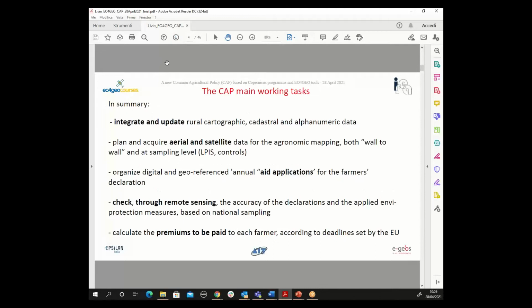So, the geomatic tasks of the CAP are integrated, updated cartographic and cadastral data, plan and acquire aerial and satellite data, create mapping, create digital services for online applications for farmers, and then check through remote sensing the possible threats provided by false declarations. After this analysis, which is quite complex, the European officers provide money that must be distributed in Italy to 700,000 people, and in Europe to more than 8 million farmers. Next, please.